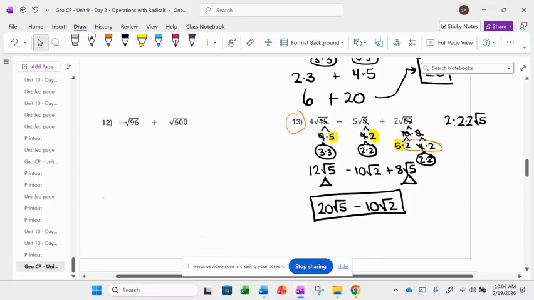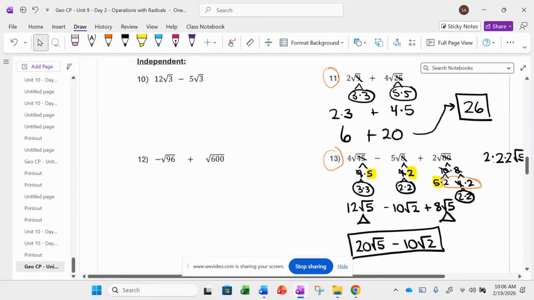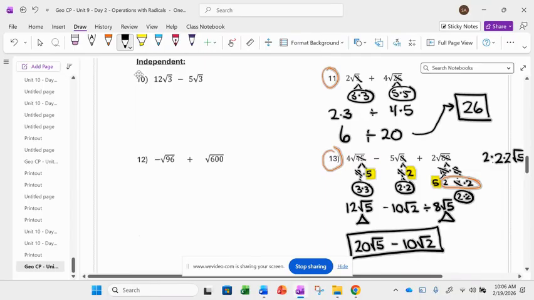Okay, so I think we need a little bit more practice before we move on. So I actually want you guys to do 10 and 12 also. Do 10 and 12.